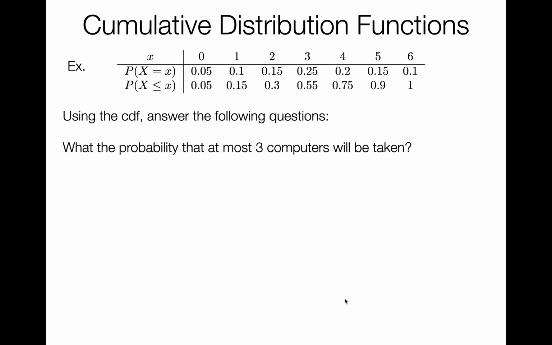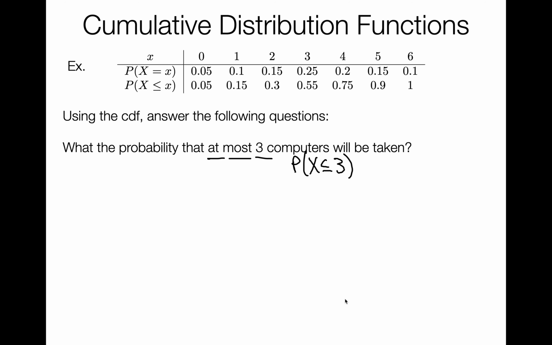Remember, our example is that we have a computer lab, we have 6 computers, and we want to look at each of the probabilities that anywhere from none of the computers are taken to all 6 of them are taken. And so the probability that at most 3 will be taken should indicate to us that we're looking for the probability that x is less than or equal to 3. At most means less than or equal to. And so how can we find that?